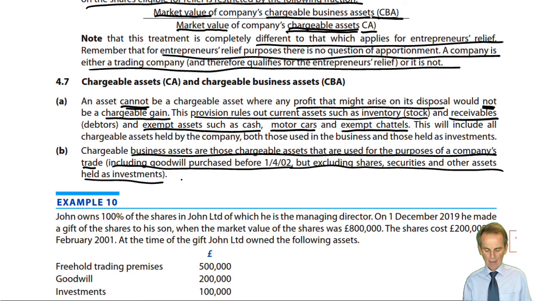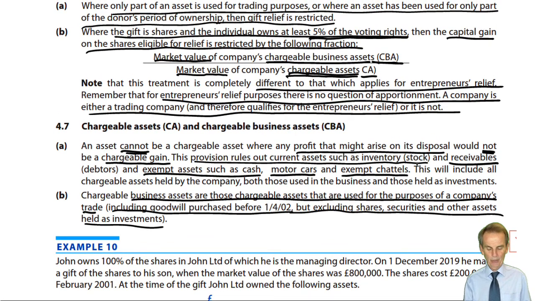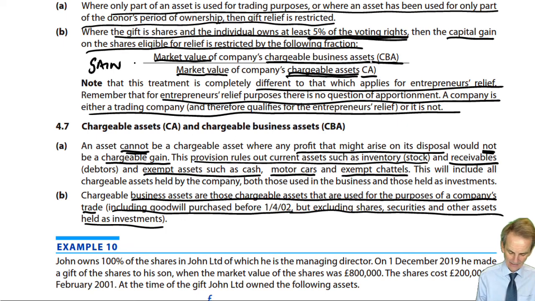So, we've established that we're dealing with shares in a company where gift relief is available. If we are talking about a shareholding of at least 5% of the voting rights, such that it is your personal company, then if there are non-trading assets on the balance sheet of the company at the point of the share disposal, then that is going to limit the amount of gift relief that is available, the amount of gain that is eligible for gift relief. The amount of gain that is eligible will be the gain times CBA over CA.